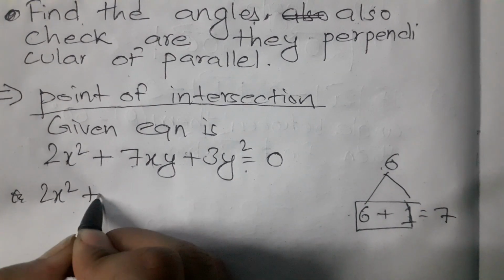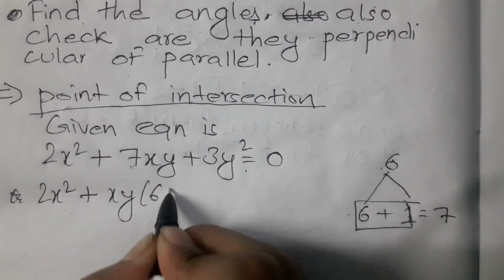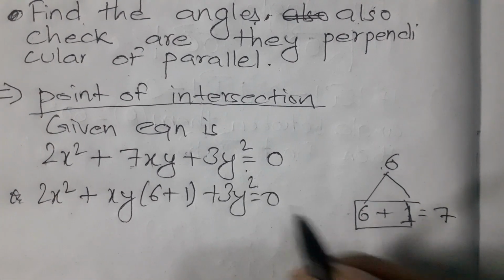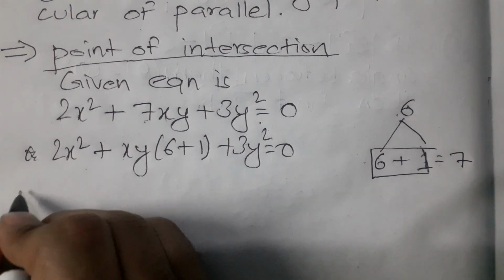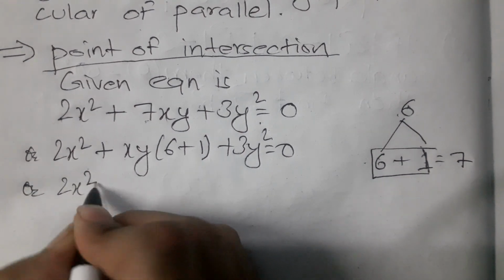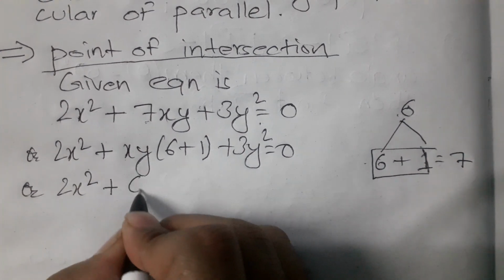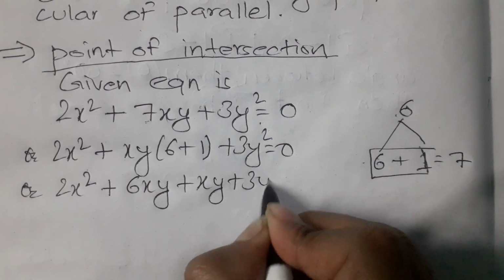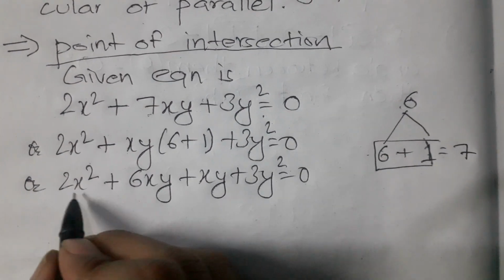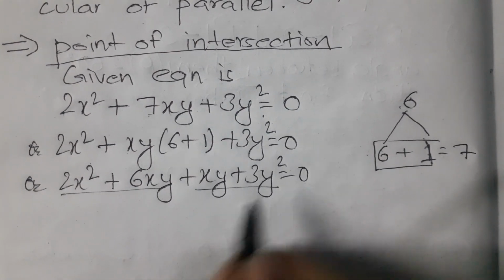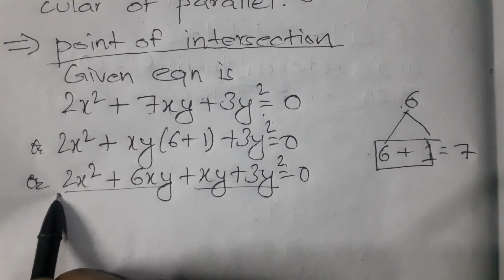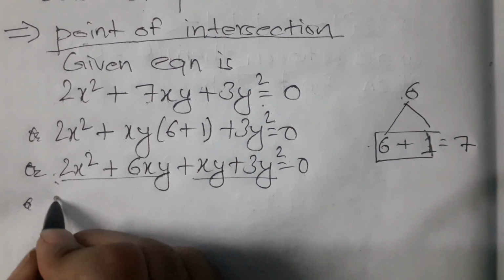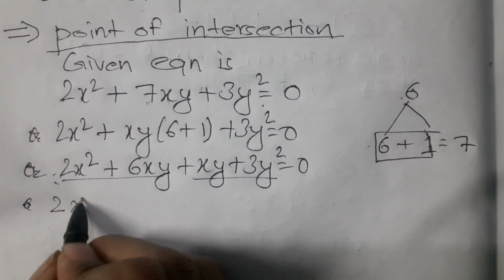So 2x square plus, you can write xy in bracket 6 plus 1, plus 3y square. This is the basic rule of factorization. I have not explained so much about this. Then 6xy plus xy plus 3y square equals to 0, and then separate these four terms into two groups of two terms, and inside every two terms there will be something common. In the case of numbers, 2 is common, and in the case of alphabets, x is common.